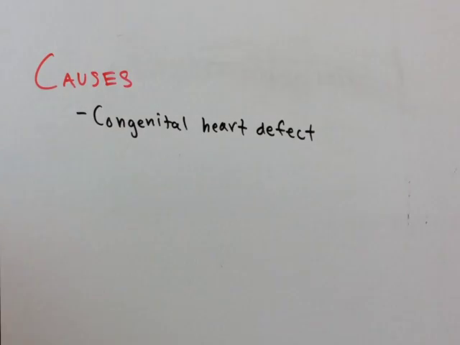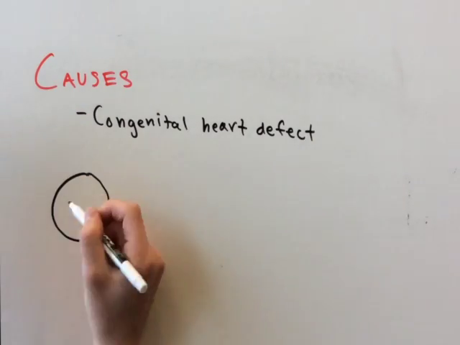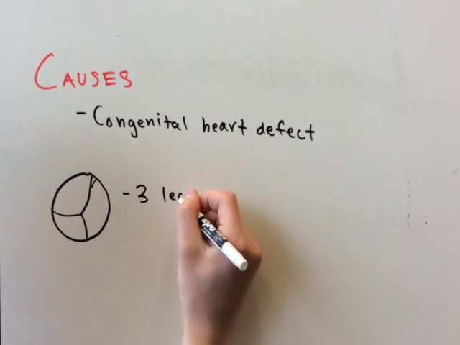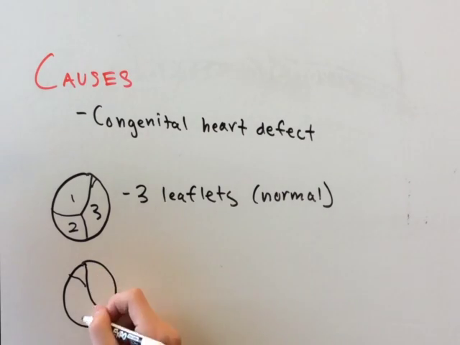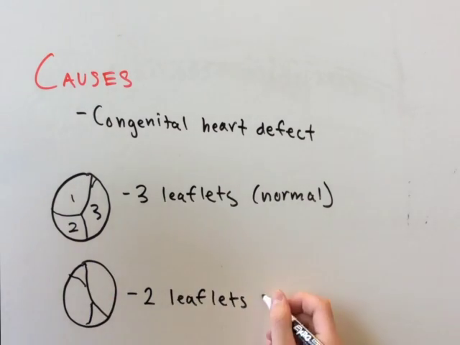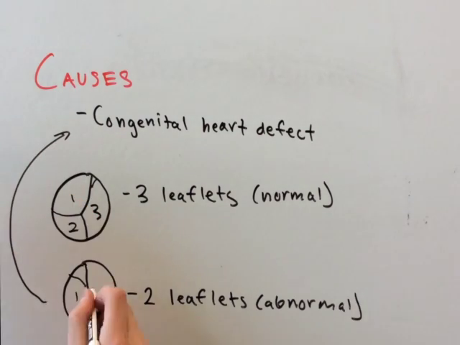A congenital heart defect is when someone is born with a valve containing a different number of leaflets than the standard 3. This deformity may not cause any problems until adulthood, but eventually it will lead to a narrow or leaky valve. At this point, the valve must be replaced or repaired.